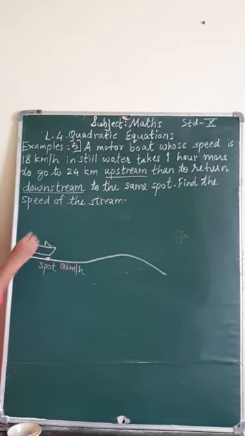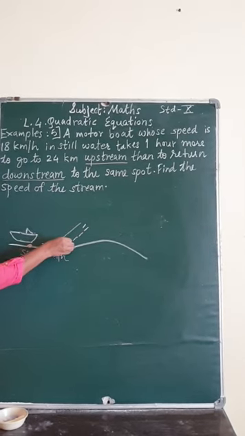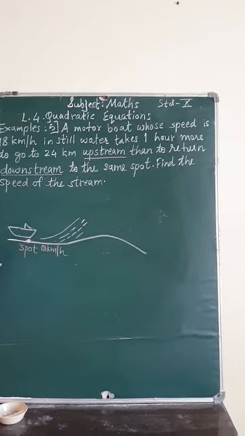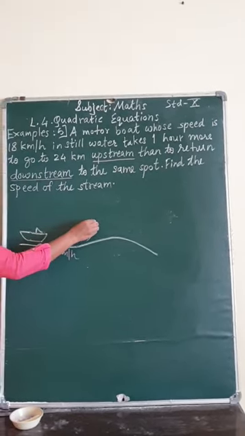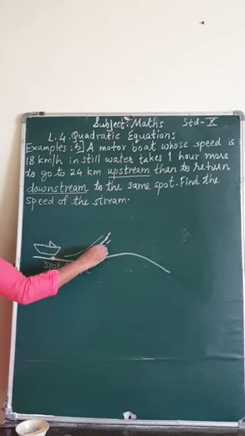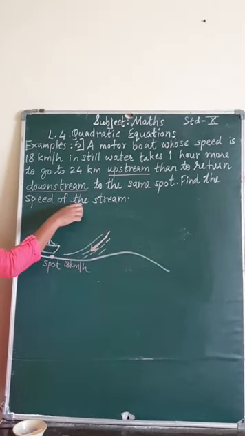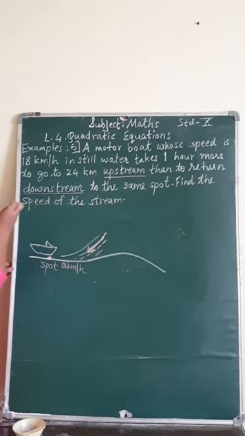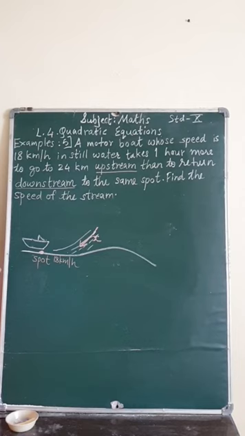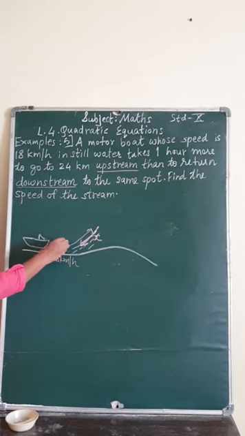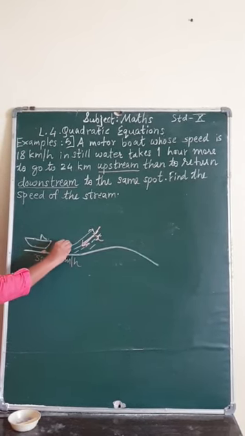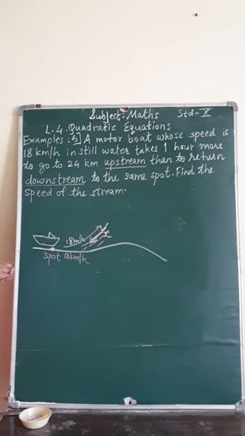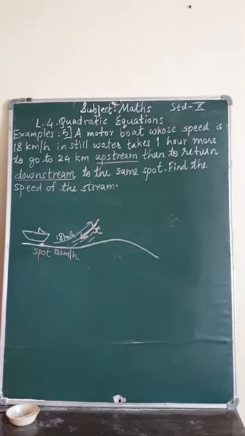But as it is going upstream, the stream also has water flow, and that stream has its own force. We have to find the speed of the stream. So let that be x. But what is the speed of the boat when it is going upstream? In still water, it is 18 km per hour.